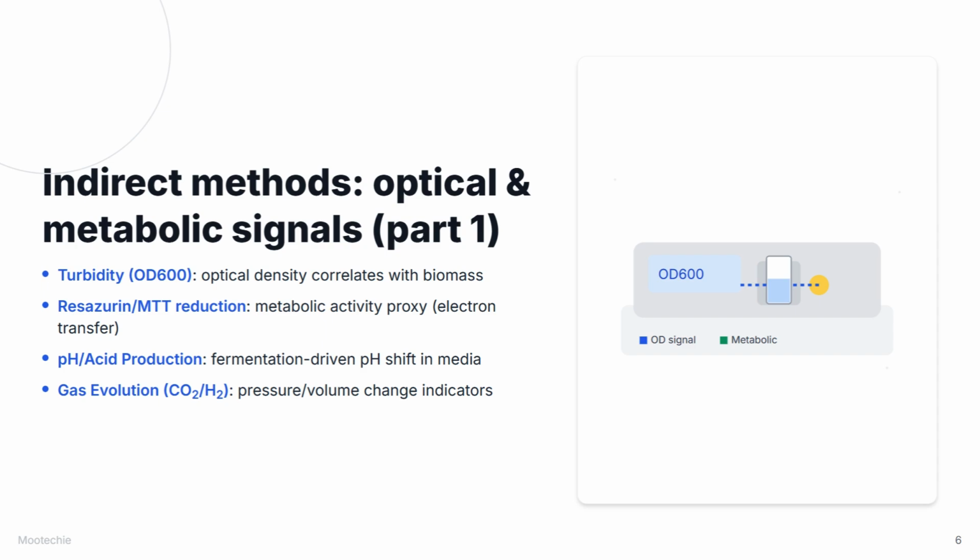Third is pH or acid production. In fermentations, bacterial activity shifts the pH of the media, which can be measured. Fourth is gas evolution, like CO2 or H2. The production of these gases changes pressure or volume, serving as an indicator of growth. The simple graphic shows an upward trend for an OD signal and a separate indicator for metabolic activity, highlighting that these are two different types of indirect measurements we can track.